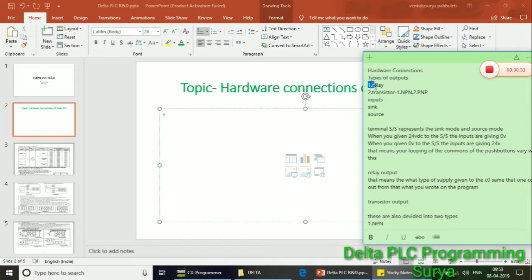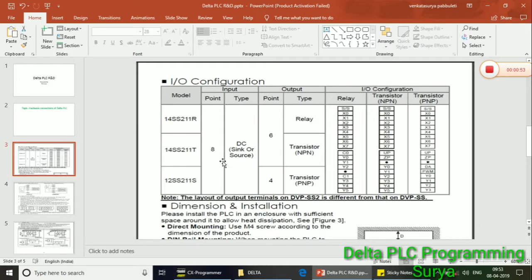Types of outputs. The outputs are divided into two types. Number one, relay output; number two, transistor output. Transistor outputs are divided into two types, NPN and PNP. Okay, next, inputs. Input connections are of two types, sink mode and source mode. Okay, first we will discuss the inputs.